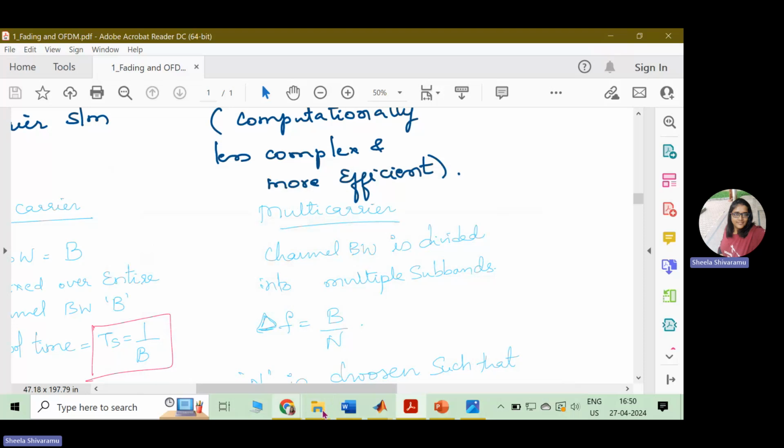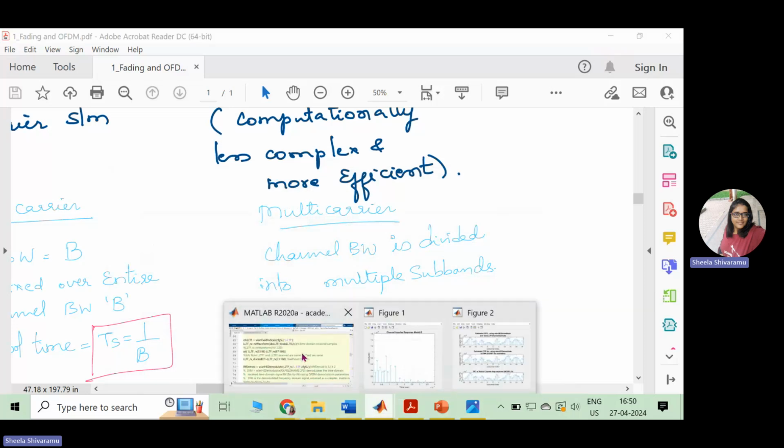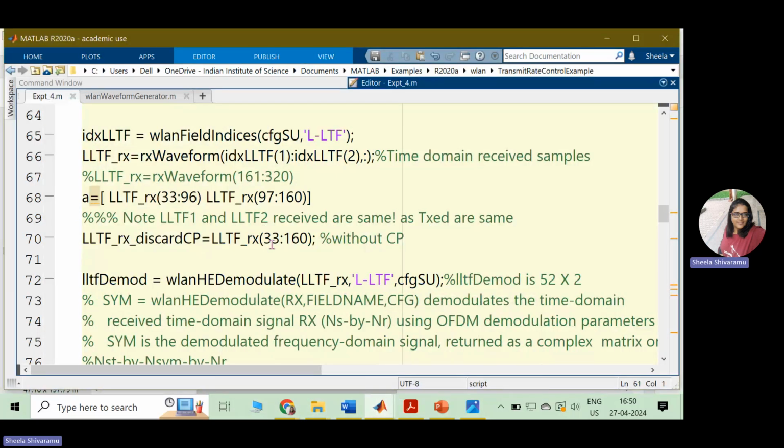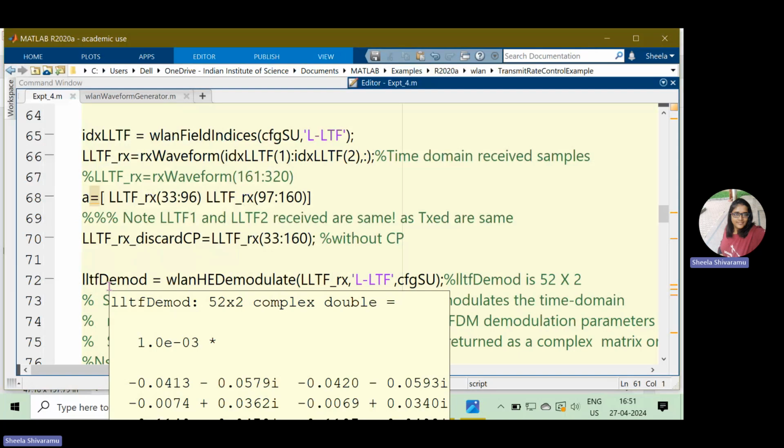For LLTF, the CP was 32 length. So the first 32 samples I'm discarding. This is after discarding. So now LLTF demodulate. There is a function, WLAN HE demodulate. You pass LLTF RX to it and then you get LLTF demod.